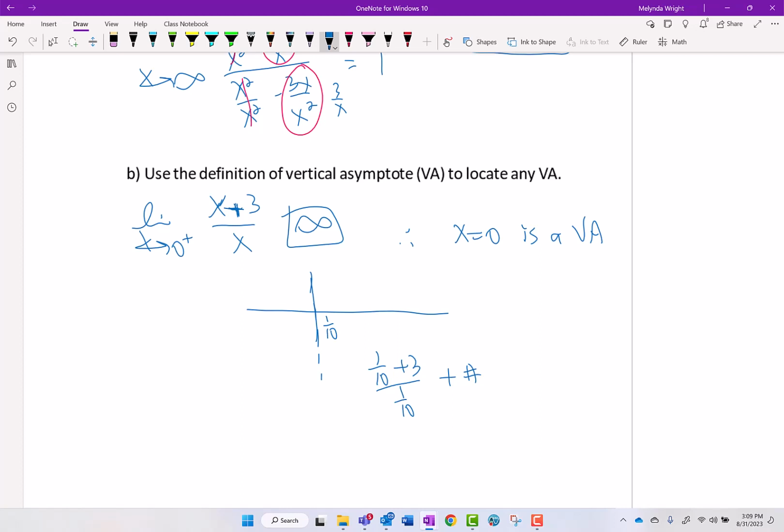Yeah, you can think of it as 0.1 if you want to. I'm doing 1/10 from the right and I just need to do from the right. You need one or the other, you don't need both. So that's how we use the definition of the vertical asymptote. Are we okay?